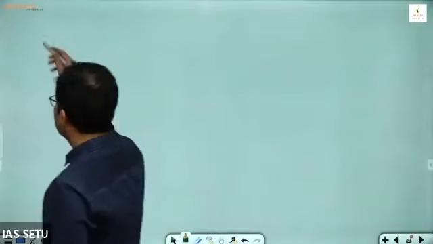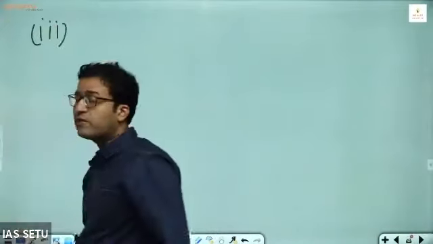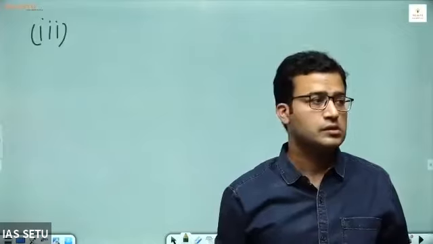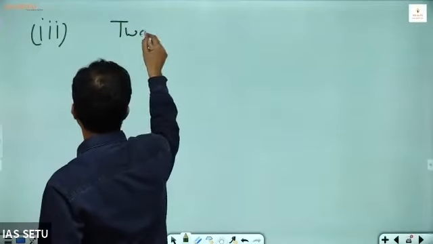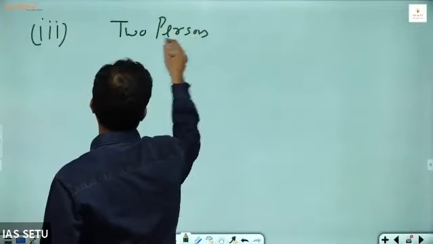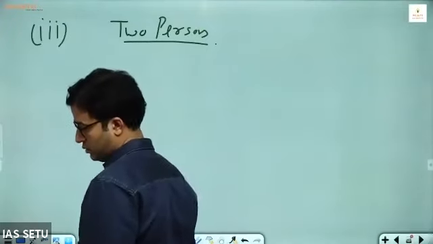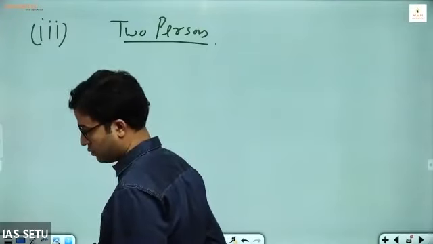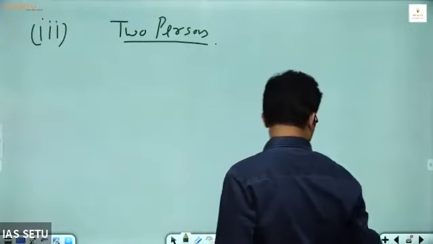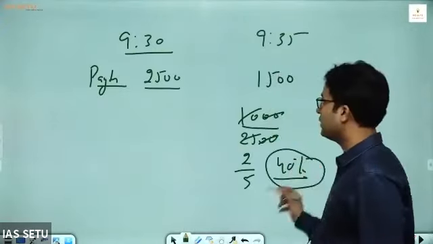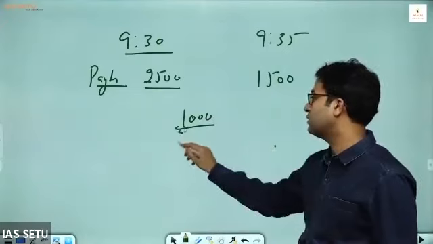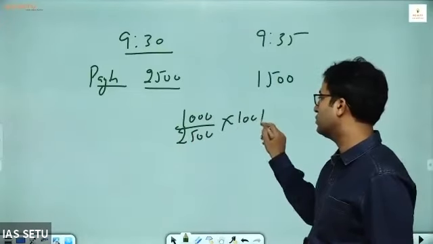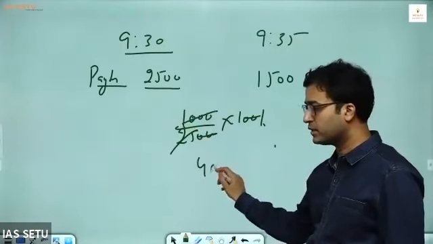Third language. When we compare the value of 2%, salary of 2%, anything of 2%, 2 persons are there. This will be 40%. There is a reduction of 1000 rupees out of 2500 into 100%. 20 cancel. This is 40%.